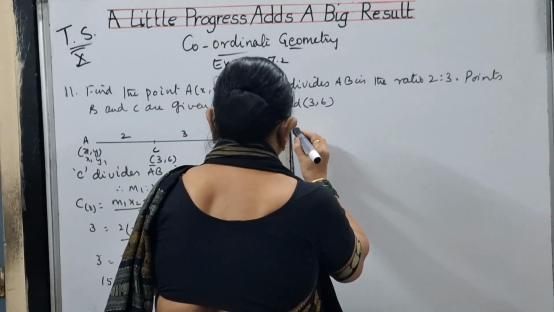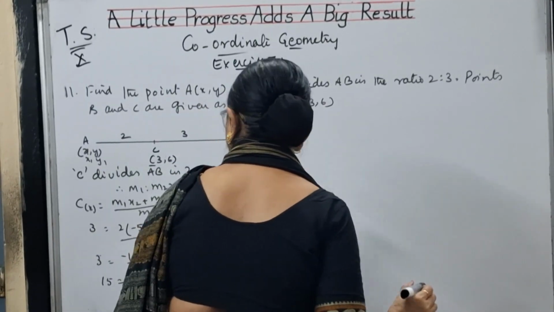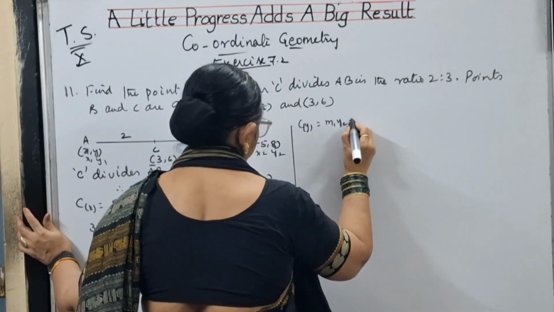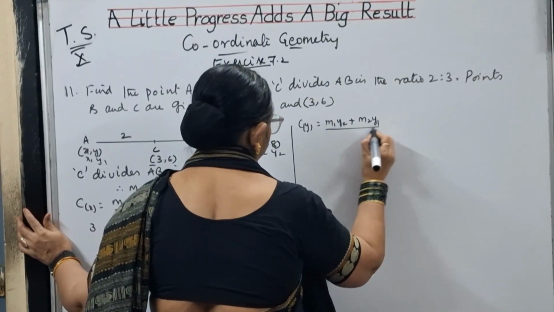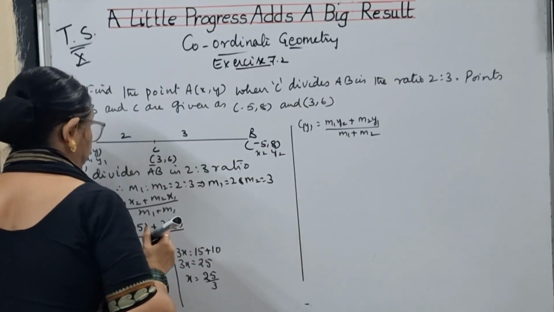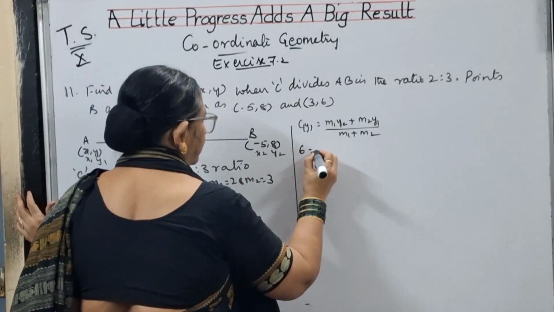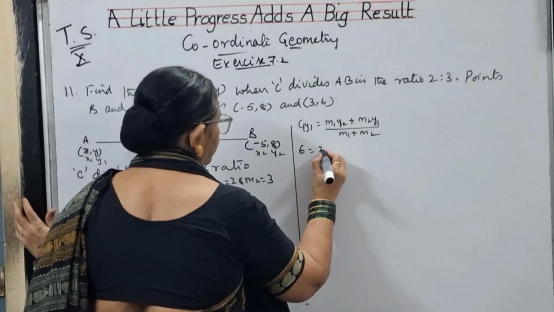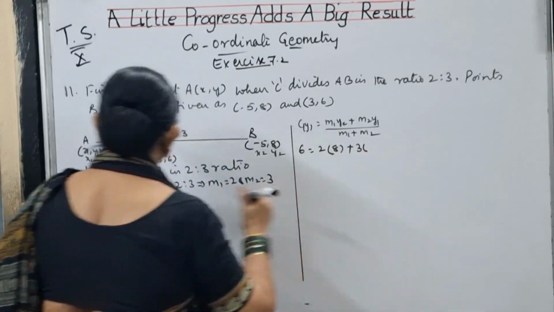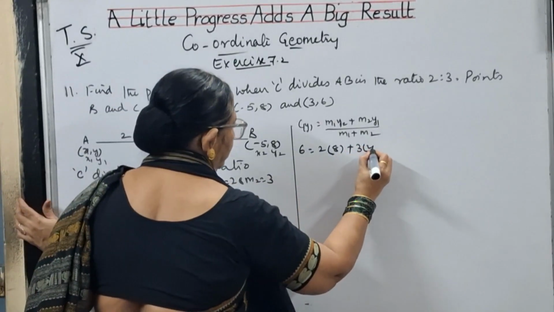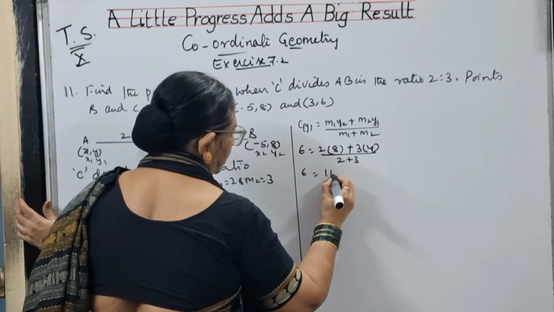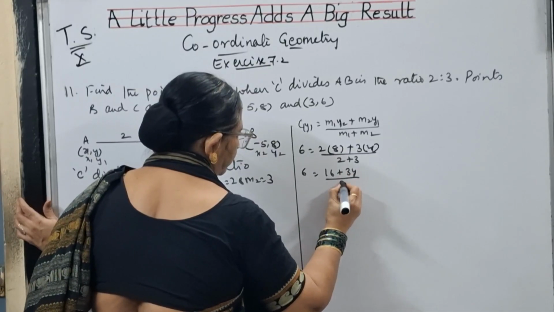Now we will go for C of y. It is (M1 y2 plus M2 y1) by (M1 plus M2). C of y is given as 6. So 6 is equal to, what is M1? 2 into y2, 8, plus M2, 3 into y1, that is y, by 2 plus 3. 6 is equal to (16 plus 3y) by 5.